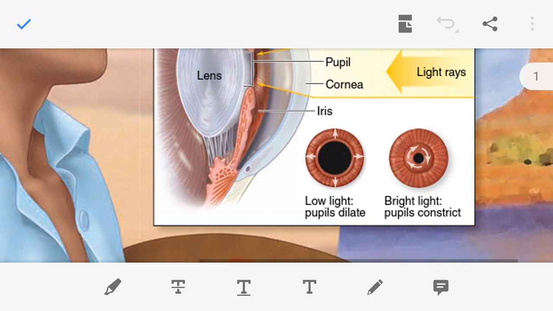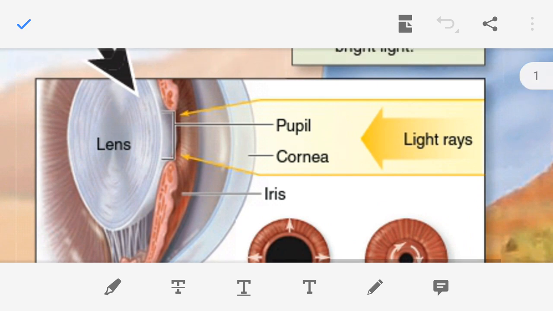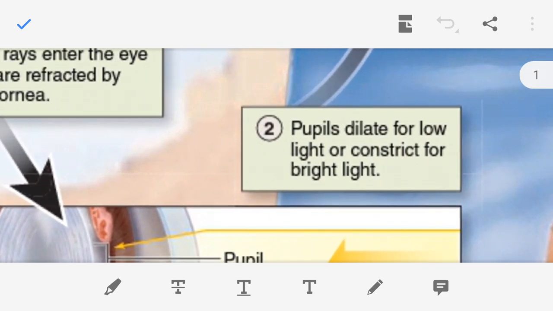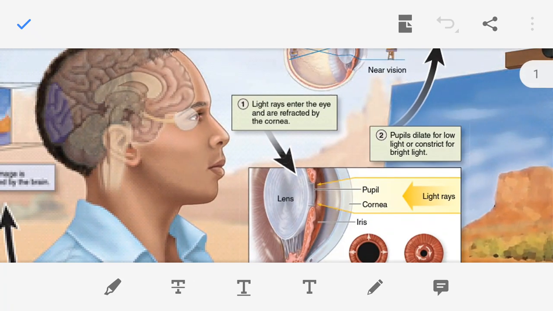And we know that during bright light the pupil constricts, and during low light or dim light the pupil dilates. So the pupil dilates for low light and constricts for bright light. Today is a sunny, bright day, so the painter's pupil is constricted.